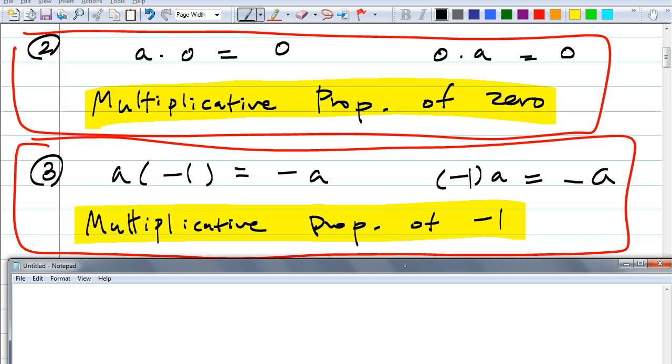Livy, what did it say? If you add a number and its opposite of it. Exactly. So that one tells you if you have a plus what? -a, you get 0. Is that same as this? Multiplicative property of 0. I mean, -1.